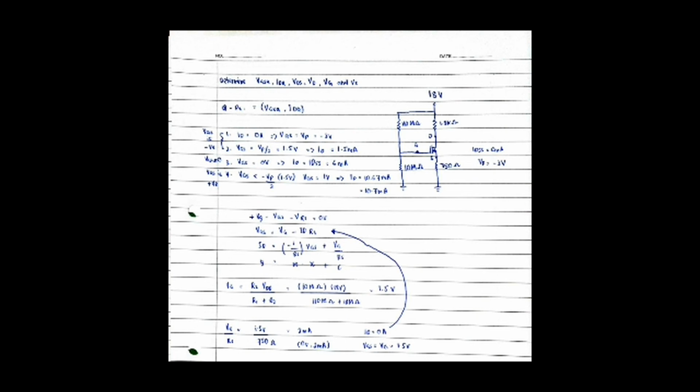When VGS is positive, VGS equal to 1 volt and the ID equal to 10.67 milliampere. After that, we can find VG. The VG formula is equal to R2 times VDD over R1 plus R2. We use the formula and get the answer VG equal to 1.5 volt.